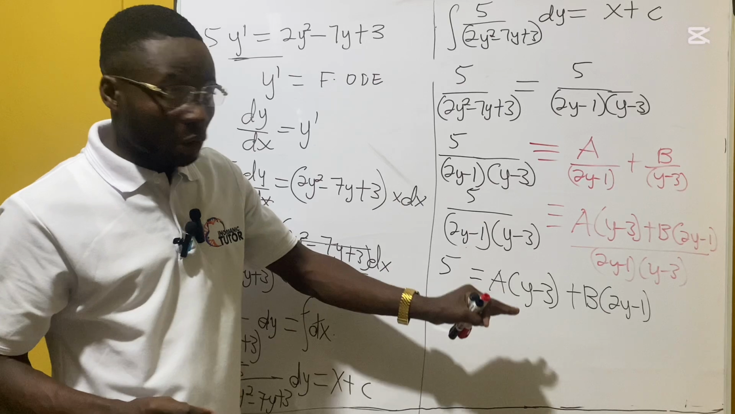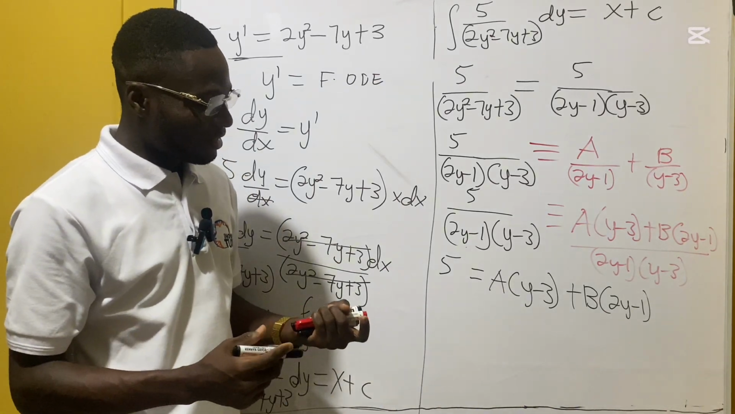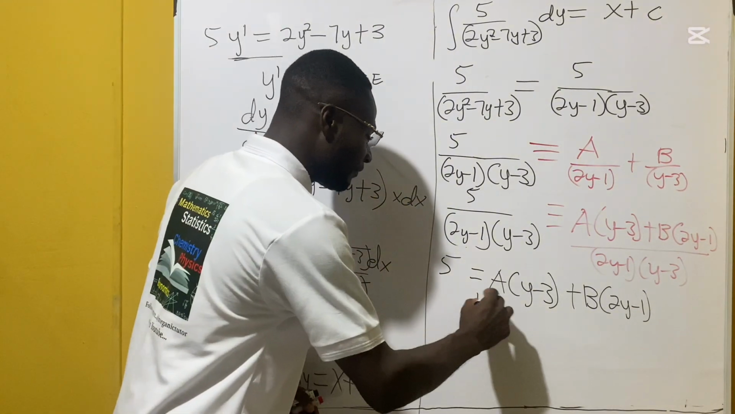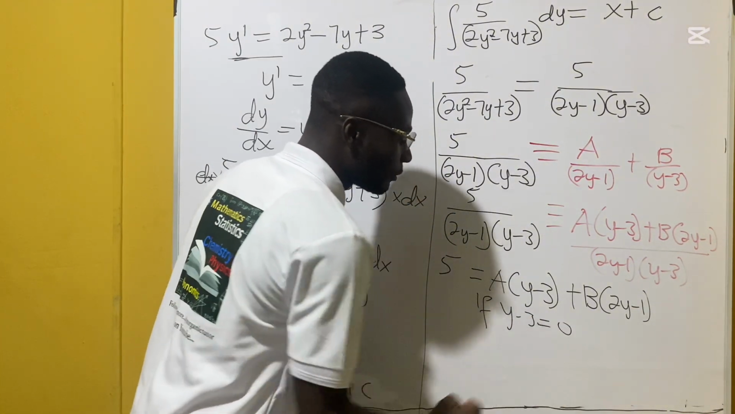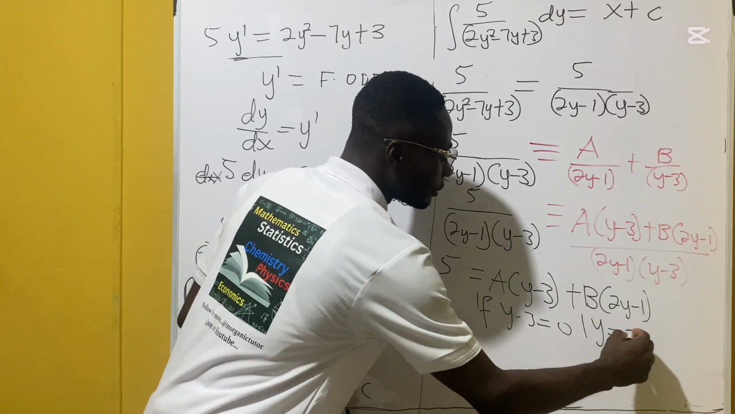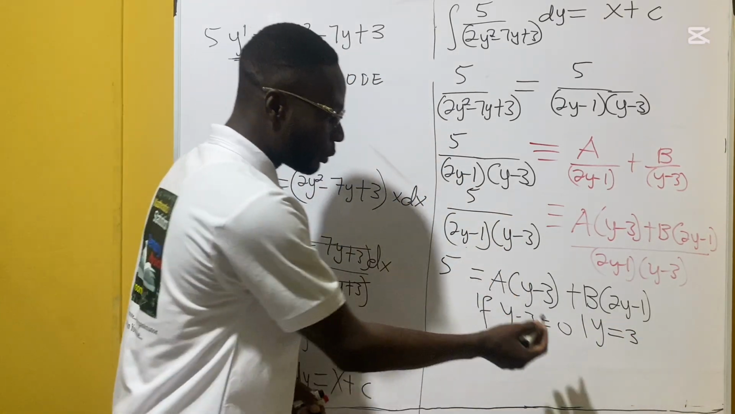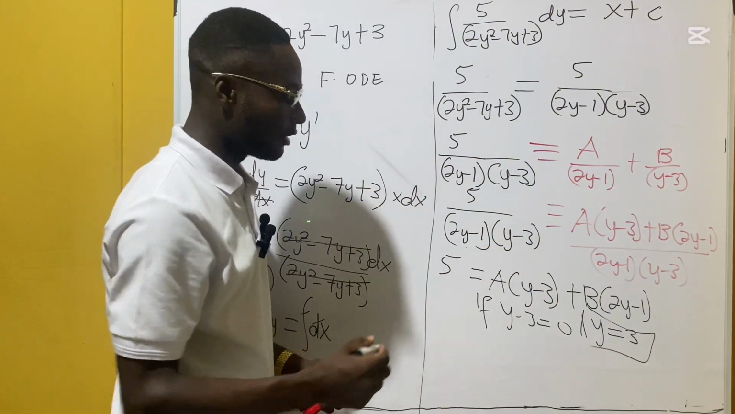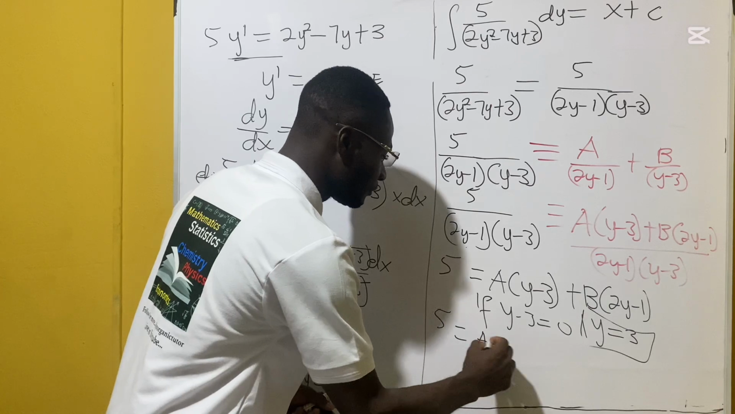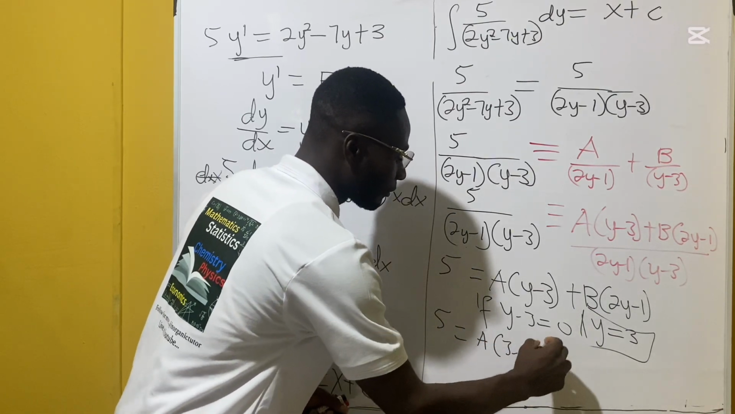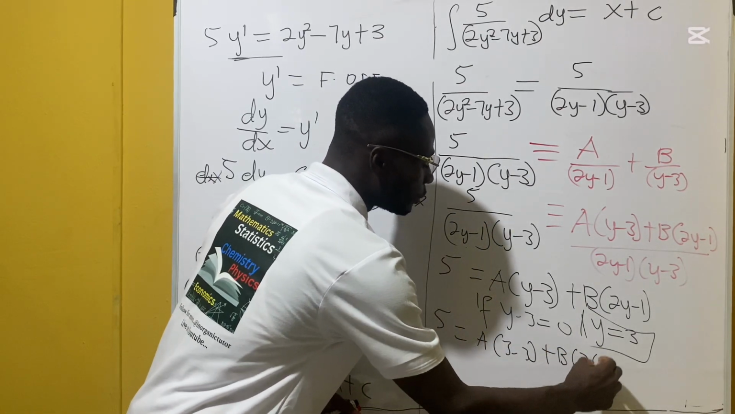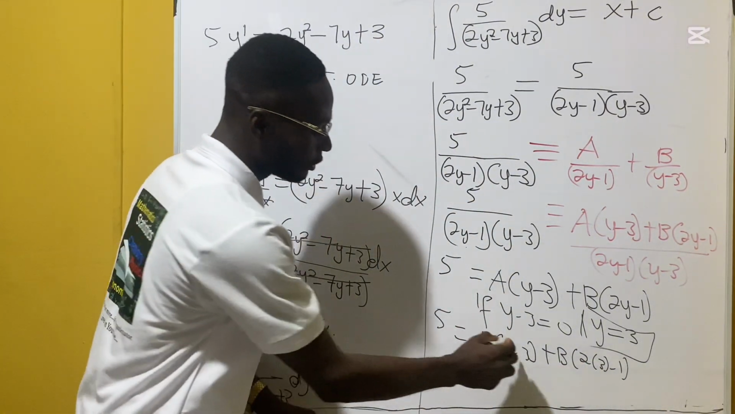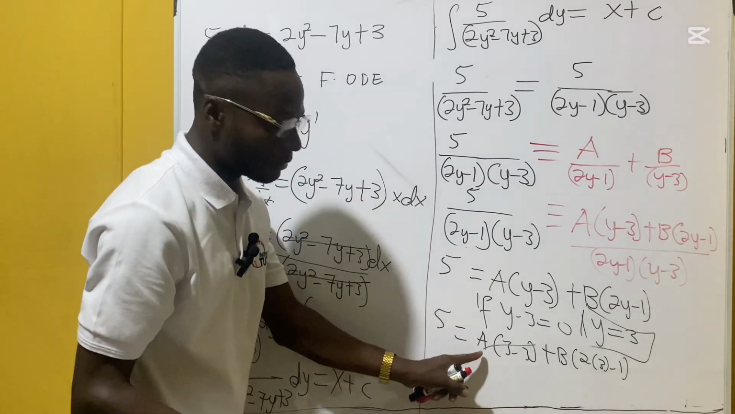Once we have this equation, what we can do is use the y. So if y minus 3 equals 0, then y will be equal to 3. So we substitute this into the equation and find one of the variables. So we have 5 equals a into 3 minus 3 plus b into 2 into 3 minus 1. So we can see clearly that the a will go off because 3 minus 3 is 0. 0 times a is 0.